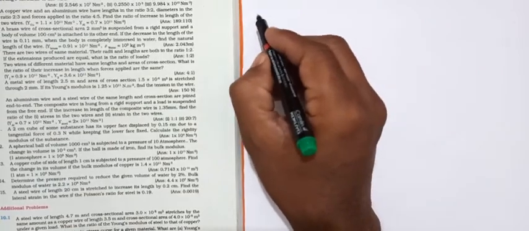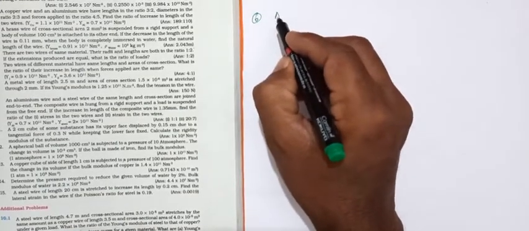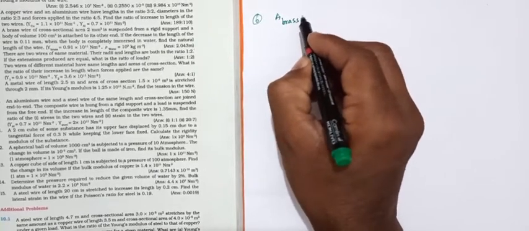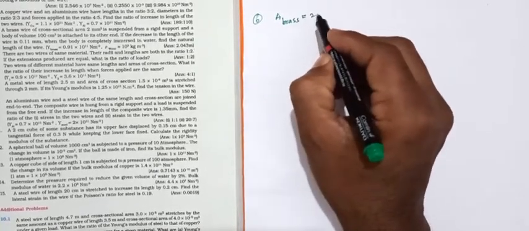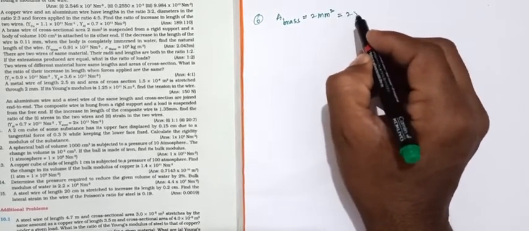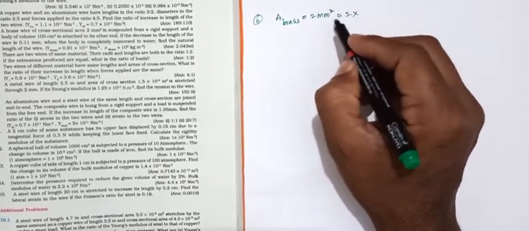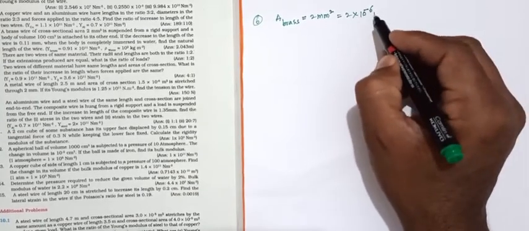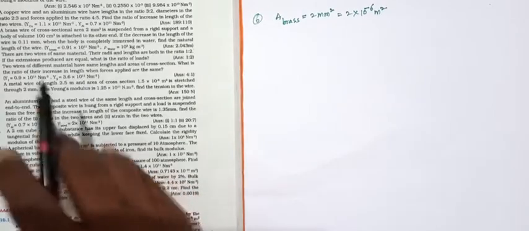Next, sixth question. A brass wire of cross sectional area 2 millimeter square. So area of brass equals 2 millimeter square, which equals 2 into 10 power minus 3 squared, so 10 power minus 6 meter square.